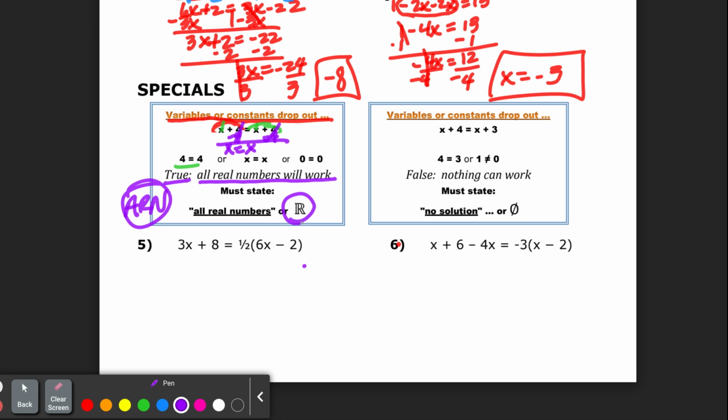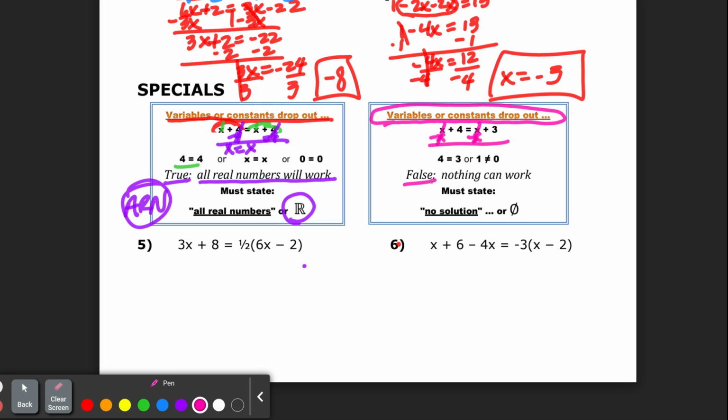All right. So then let's take a look over here on this side. The variables or constants drop out again. But let's say the left side is not the same thing as the right side. So if I were to subtract x from both sides, that cancels out, and I'm left with 4 equals 3. Is 4 equal to 3? No, it's not. So therefore it's false.